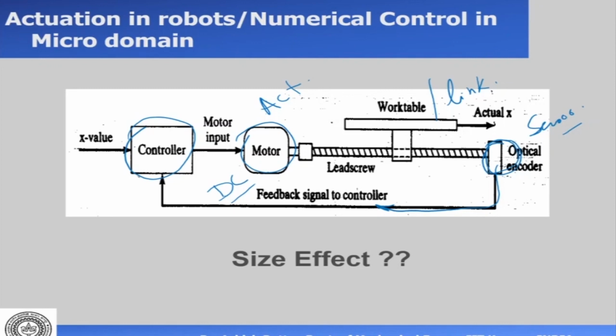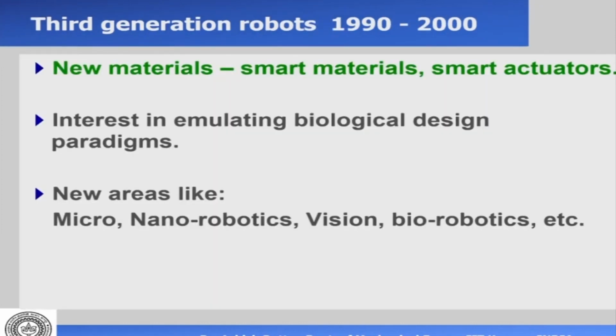Okay, and that is the third revolution. First revolution is transistor, second revolution is VLSI, third revolution is new materials. So new materials, smart materials, were used to make smart actuators, smart sensors, and this is what gave rise to very small machines which can work in the micro domain, nano domain, vision, biorobotics, etc. These are actuators which are smart, made of smart materials.